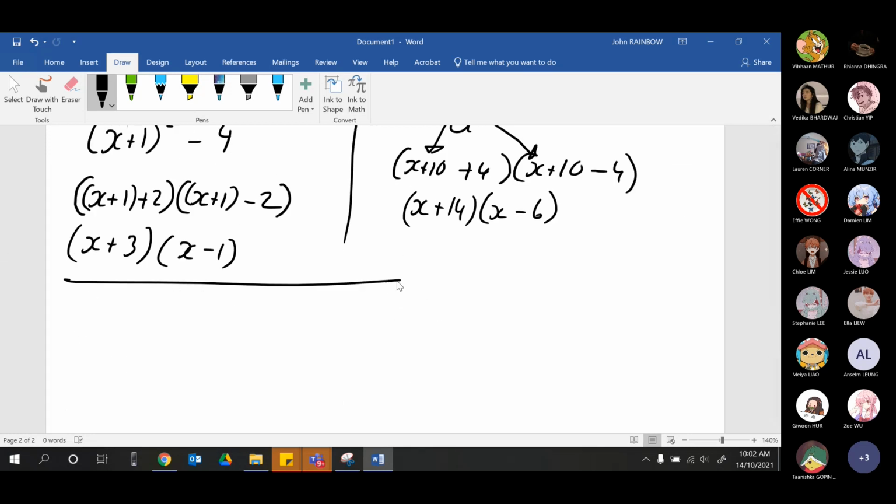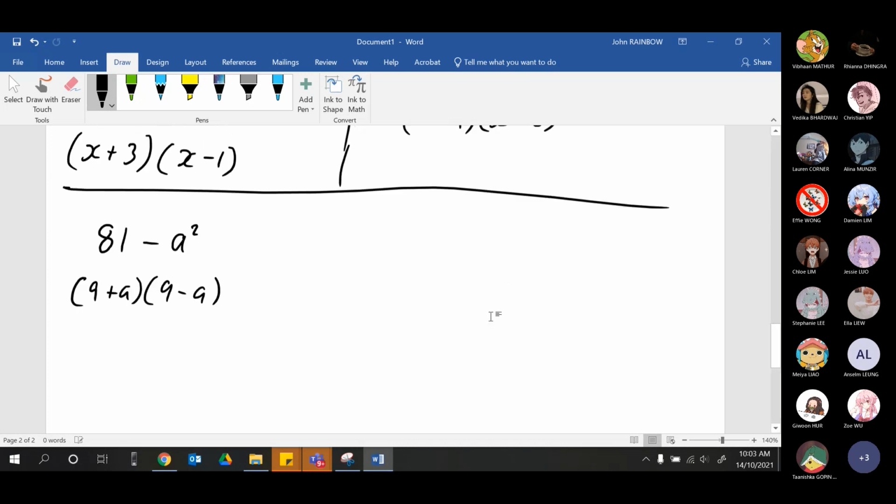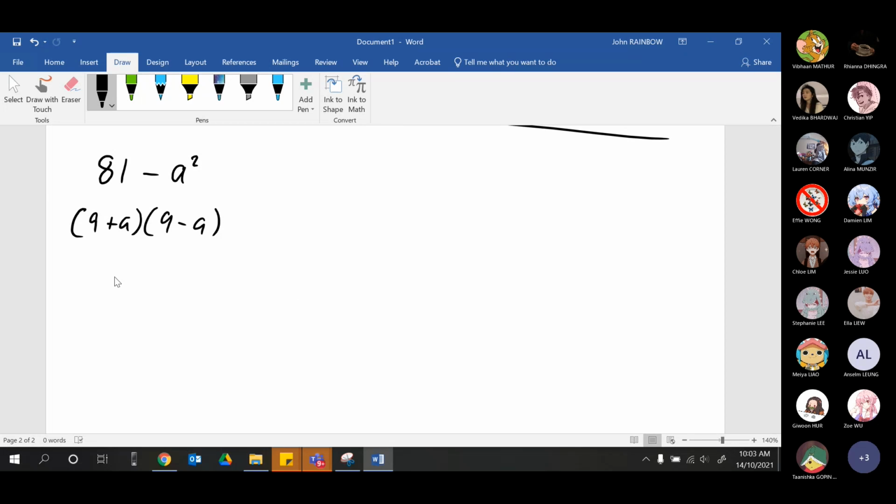So I'm just going to show you one that's a little bit different. So if I have, for example, 81 minus a squared, you're going to be like, oh yeah, 9 plus a, 9 minus a, right? You're probably going to guess where I'm going with this. 81 minus x plus 4 squared. Oh, well, that's easy.